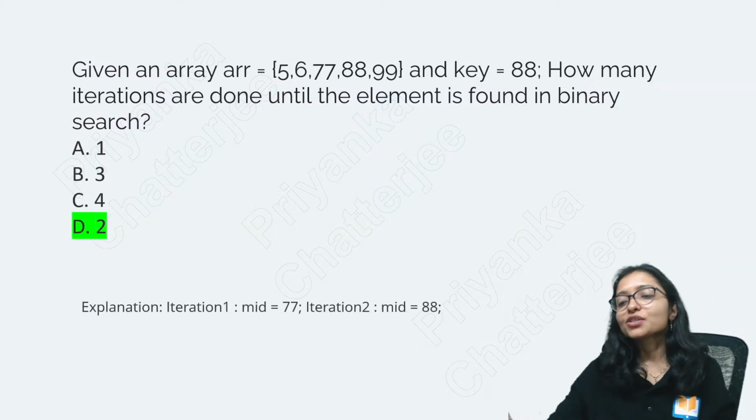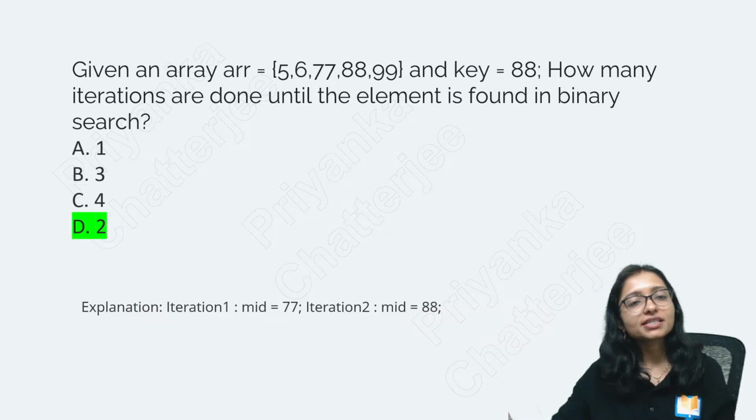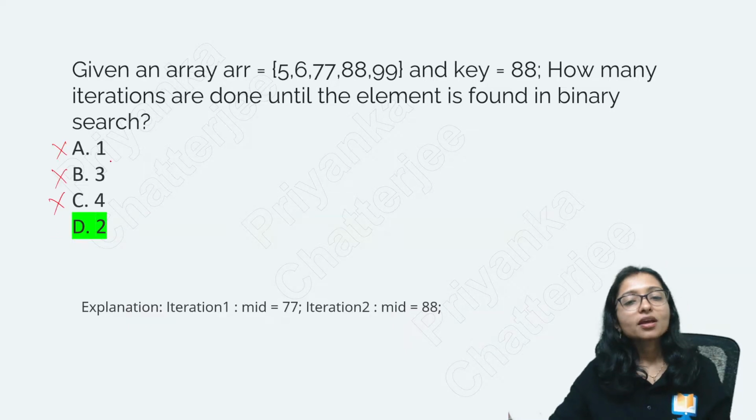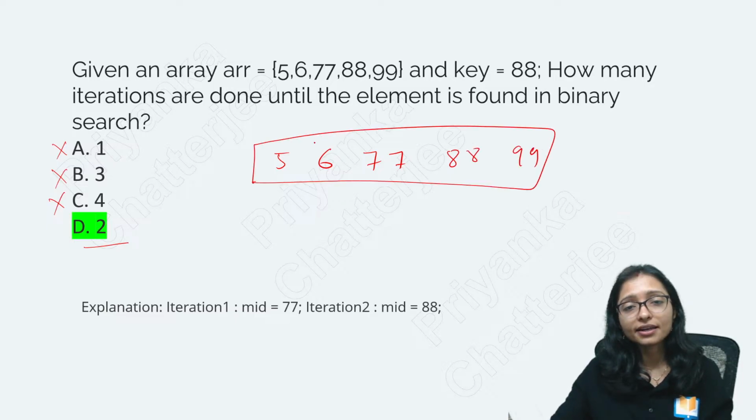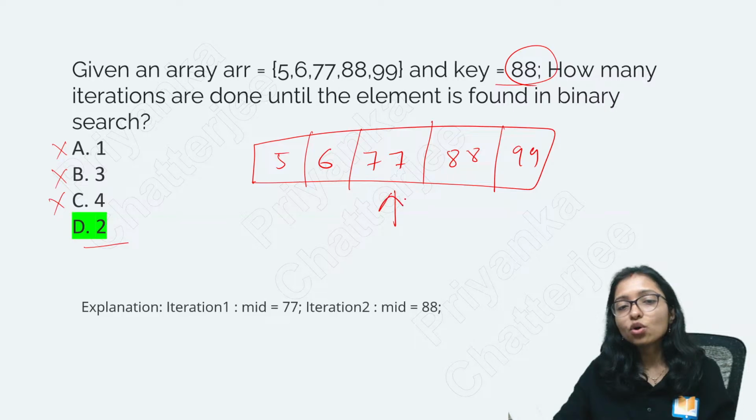Yeah. So here some of you are making a mistake again. Some of you are telling A, B, C, all these are wrong. Definitely the answer is 2. Because here 5, 6, 77, 88 and 99. This is my array. And in this array I need to find out 88. So first I will go for the mid position. This is the mid position.